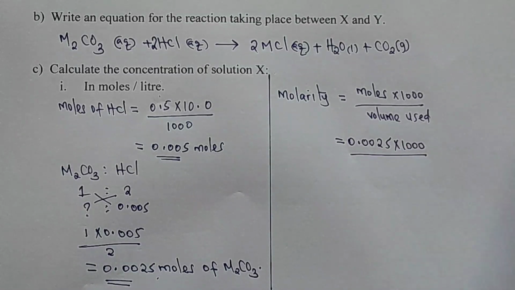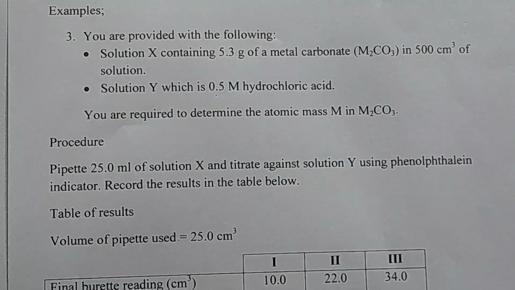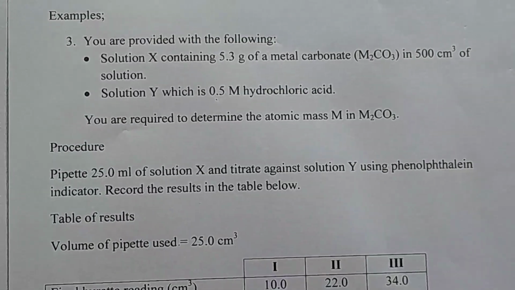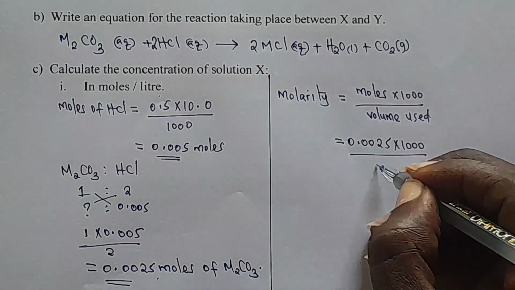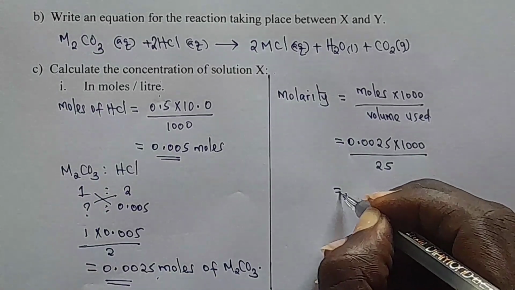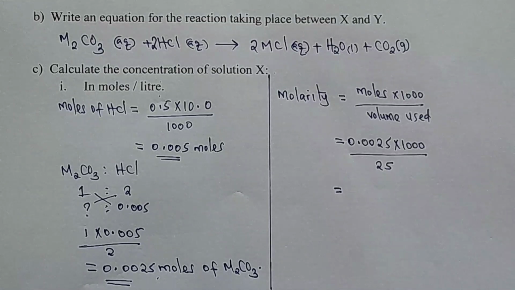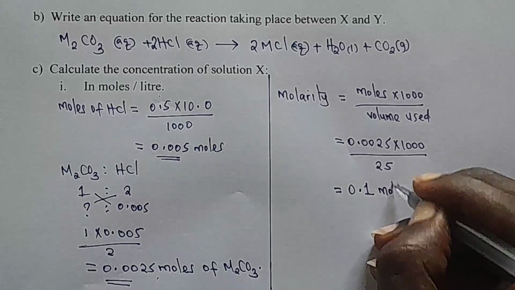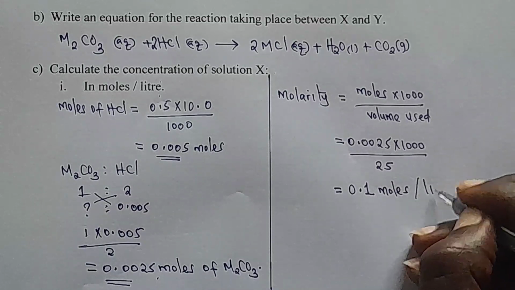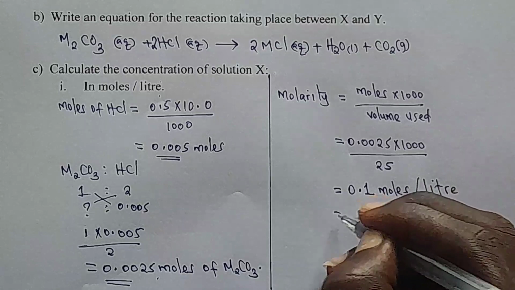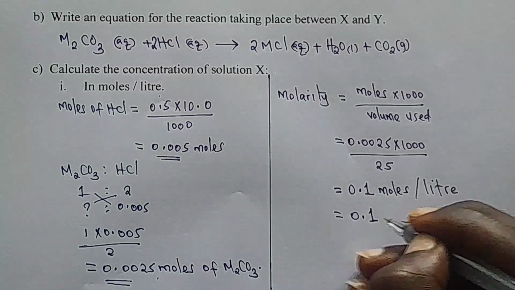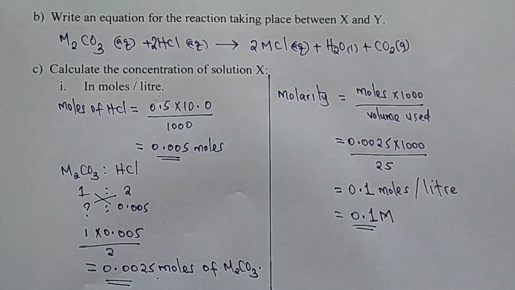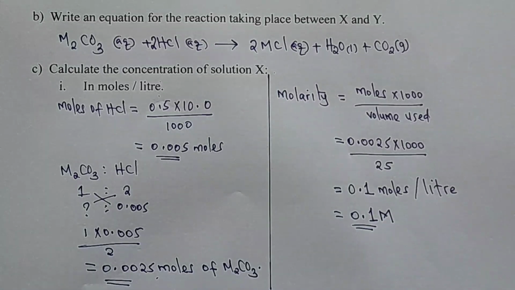Remember, the volume of this solution X was 25 because we are told 25.0 ml of solution X. So we are going to divide by 25. So here we are going to get 0.1 as our molarity. So we get 0.1 moles per liter, or which you can write as 0.1 M, like that. Okay, we are done with that C Romeo 1.